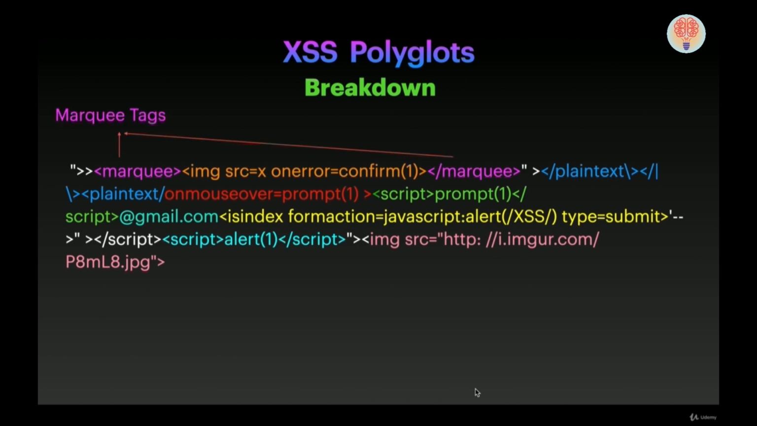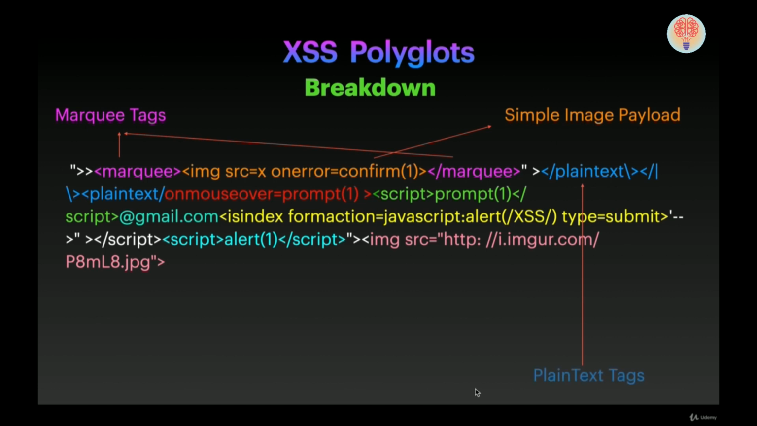So as you can see, these are the marquee tags, which are basically nothing but just the marquee function, which we did not use in our attack. Second is a simple image payload. We know this is image source equals to X. No source like that, so it is going to give an error. On error, it should say confirm 1.